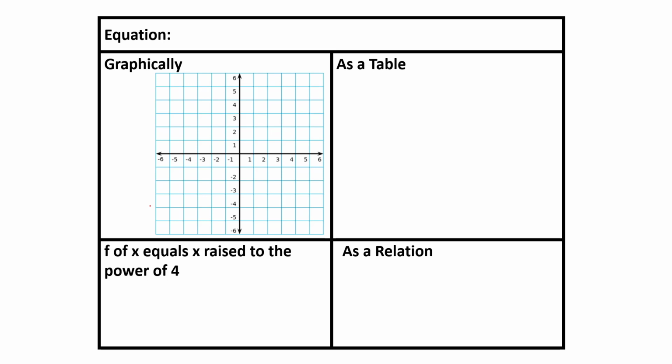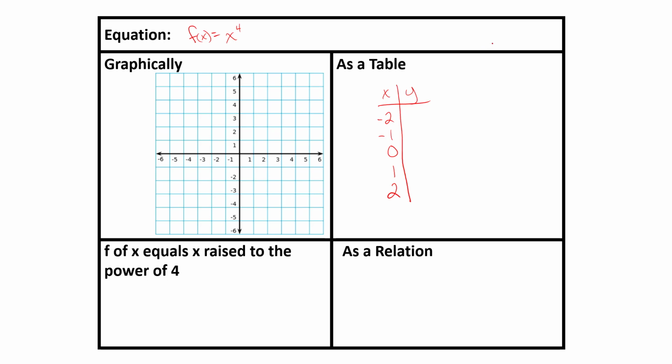All right, let's see what we got. f of x equals x raised to the power of 4. Well, that's an interesting looking graph. Let's see what that does. So we have our xy table where we're going to plug in our -2, -1, 0, 1, and 2.